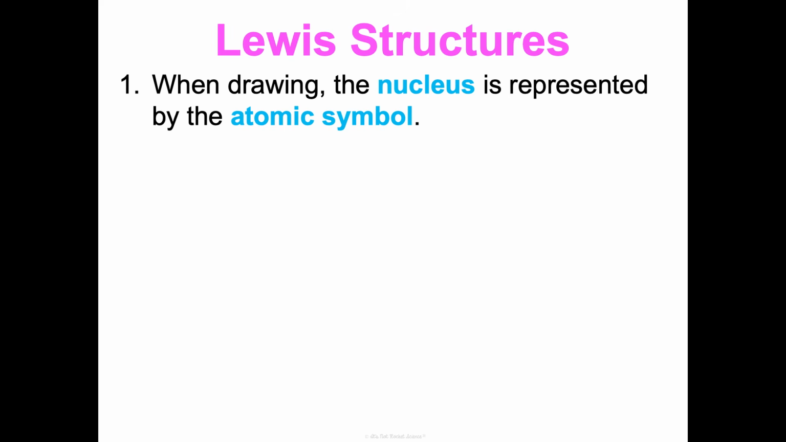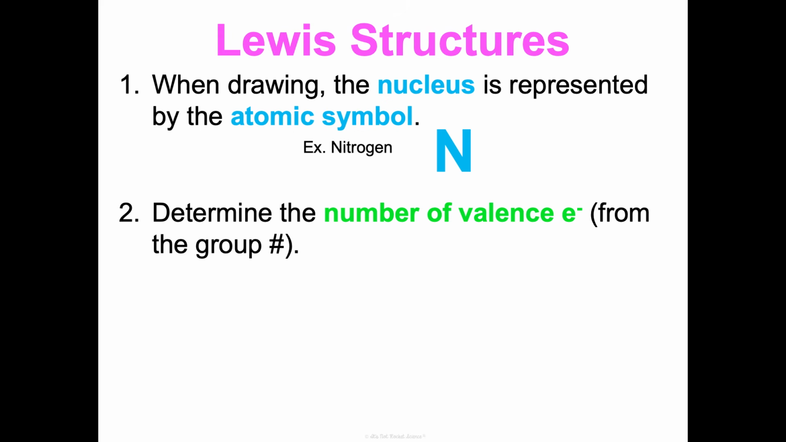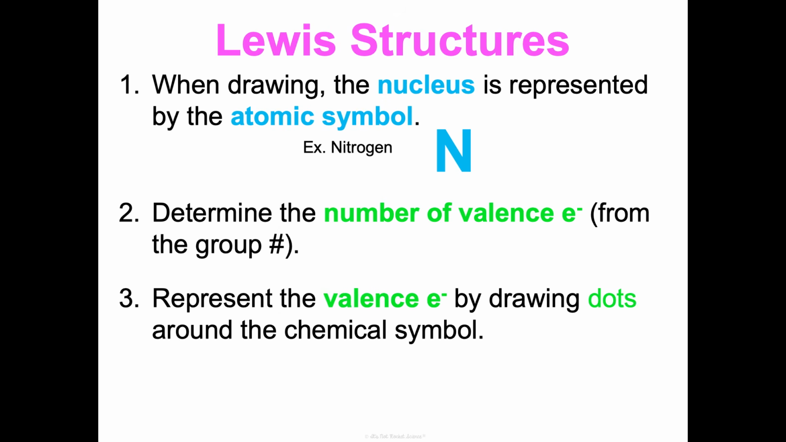So here's how we draw them. Instead of drawing the nucleus like you would in a Bohr model, you're literally just going to write the atomic symbol to represent the nucleus. Okay, so let's say we wanted to write a Lewis structure for nitrogen. We would literally just draw an N to represent the nucleus. Now to determine the number of valence electrons, we're going to look at the group number. So look at the periodic table. Notice that nitrogen is in group 15. That means it has 5 valence electrons.